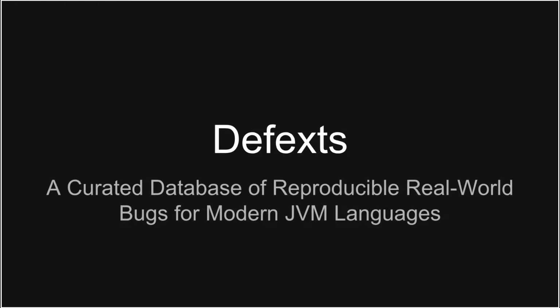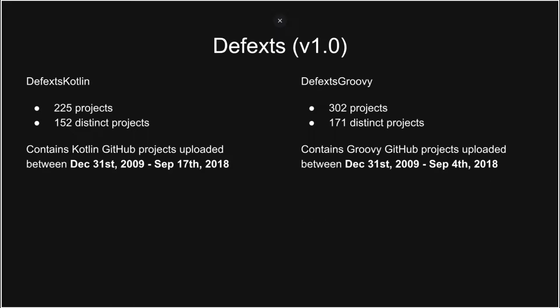Hello, this video will present and demonstrate Defexts, a curated database of reproducible real-world bugs for modern JVM languages. More specifically, Defexts is a collection of bug datasets where each child dataset focuses on a specific language. Currently, Defexts has two child datasets, Defexts Kotlin and Defexts Groovy.